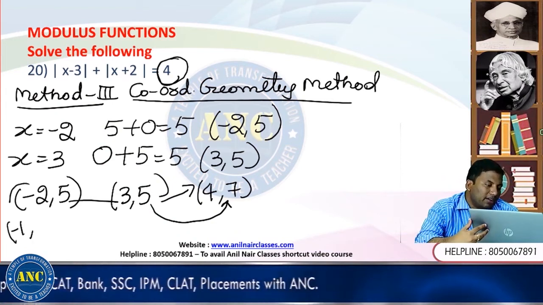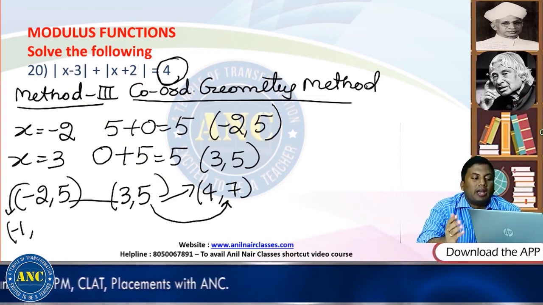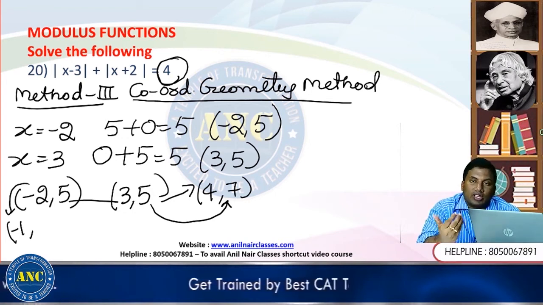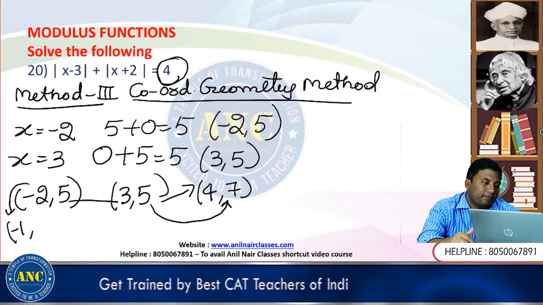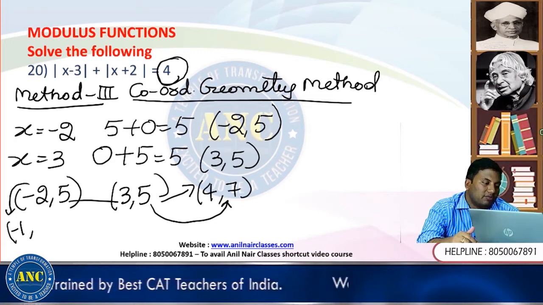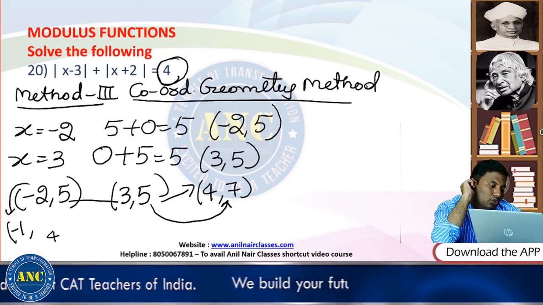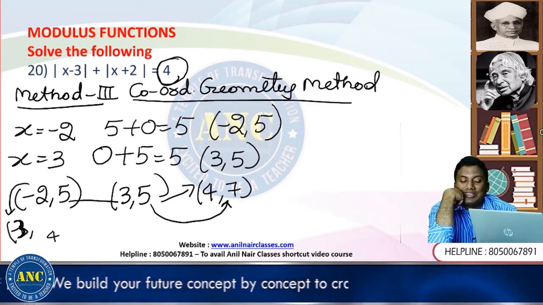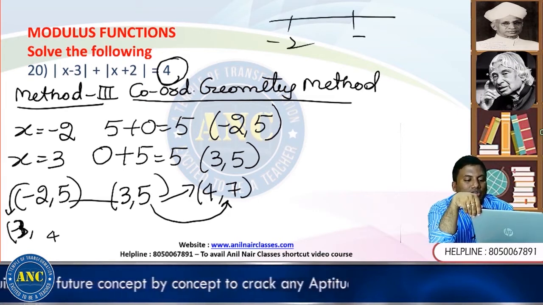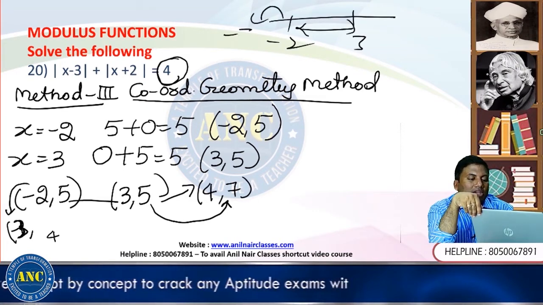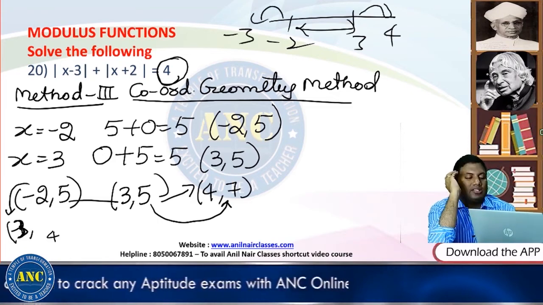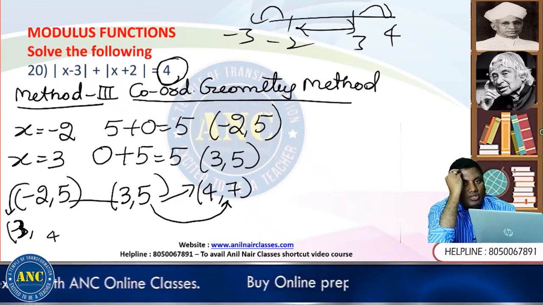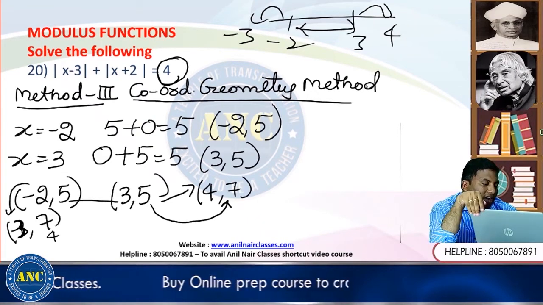Let me take the left of -2. -1 minus 3 is -4, which is 4. -1 plus 2 is 1. 4 plus 1 is 5. Sorry, to the left of -2 is -3. This is where you will make a mistake. I am taking -2 and 3, this is over. Left of -2 is -3, greater than 3 is 4. If I take -3, -3 minus 3 is 6. -3 plus 2 is 1. 6 plus 1, 7.